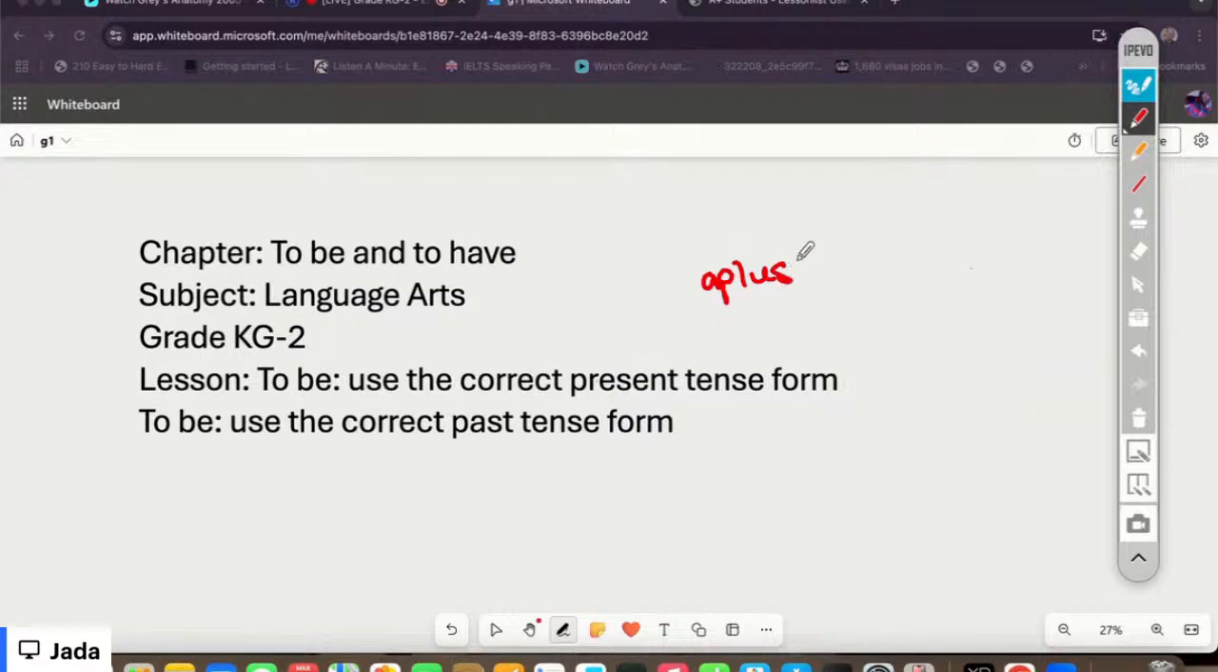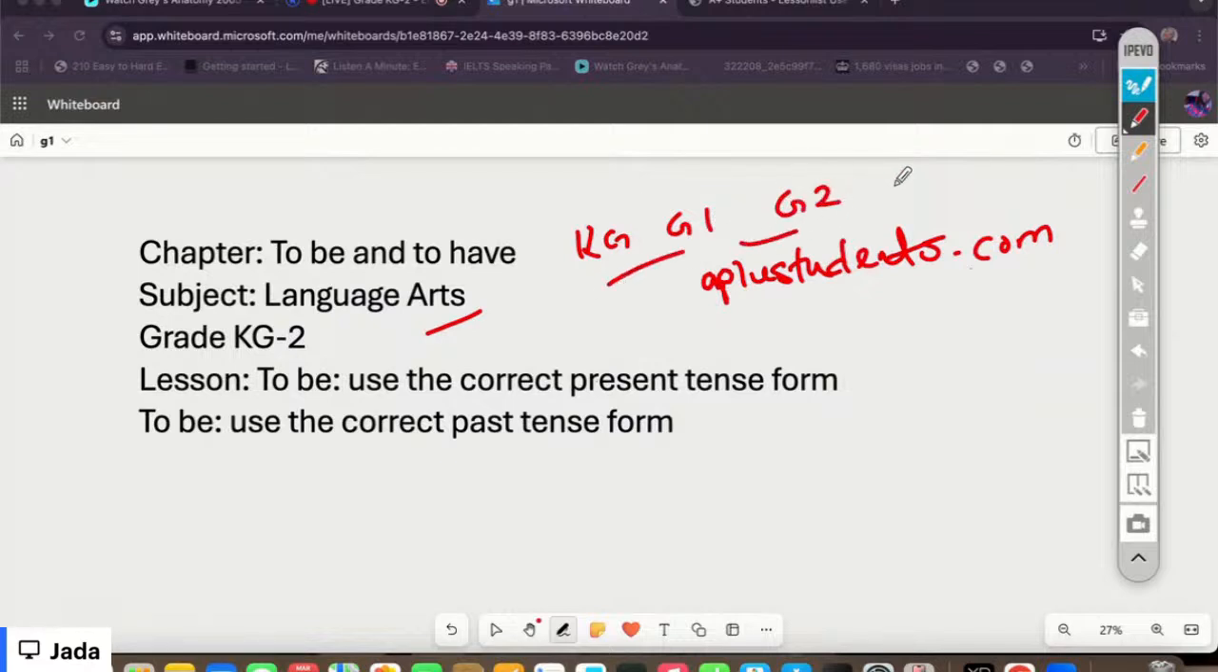First, you have to log in using aplusstudent.com. You click on your name and you move on to language arts. This lesson is for KG, grade 1 and grade 2. So if you're in any of these grades, of course, you can join the lesson. But today we will take our chapter from grade 1. So after clicking on language arts, you move on to grade 1 and you can find to be and to have. Okay, so the lesson will be to be: use the correct present tense form, to be: use the correct past tense form.